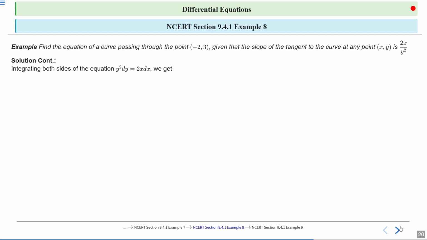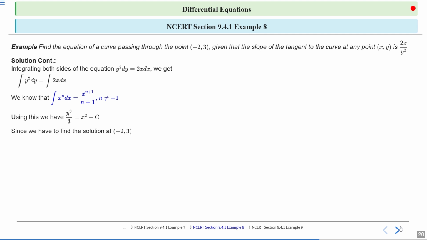Now integrating both sides of the equation, we get integration of y square dy is equal to integration of 2x dx. As we know, integration of x to the power n dx is x to the power n plus 1 by n plus 1, where n is not equal to minus 1. Using this, integration of y square dy is y cube by 3, is equal to integration of 2x dx, which is 2 into x square by 2. The 2s cancel out, so we get x square plus c. That is your general solution of the differential equation.